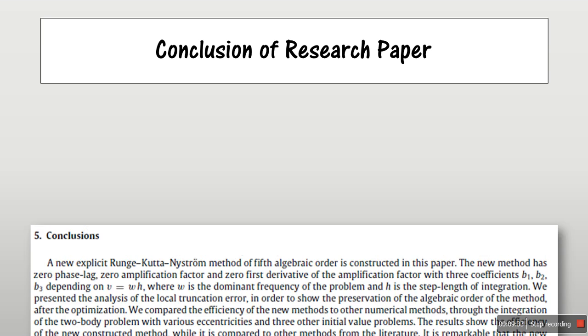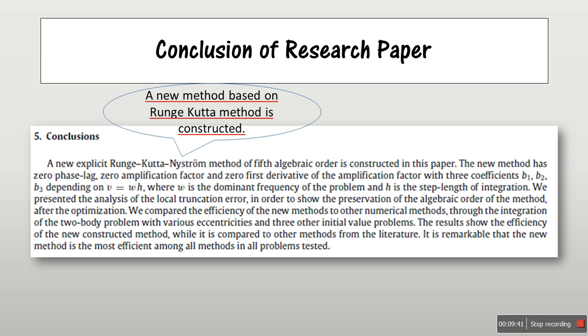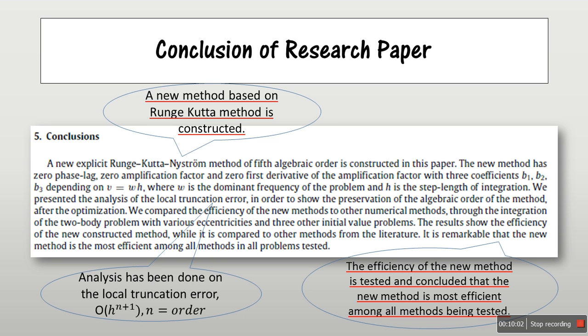So the conclusion of our research paper is this picture, which is obtained from the research paper. From this conclusion and the first sentence, we can know that a new method based on the Runge Kutta method is constructed. And from this sentence, we presented the analysis of the local truncation error, so we know that the analysis has been done on the local truncation error. Last but not least, the efficiency of the new method has been tested, which can be seen from the 4 graphs previously, and the paper concluded that the new method is the most efficient among all methods being tested.